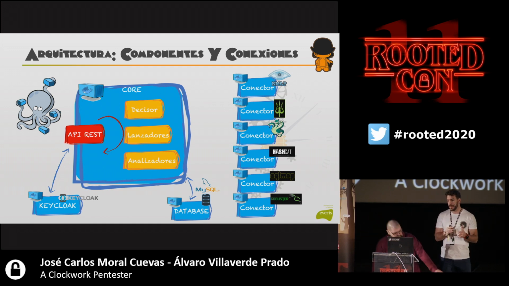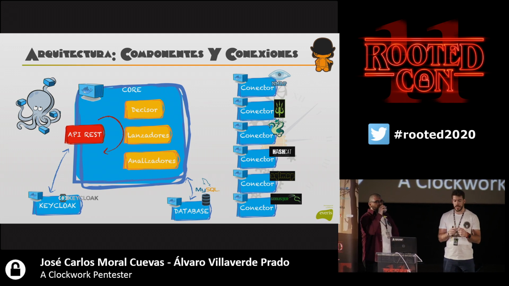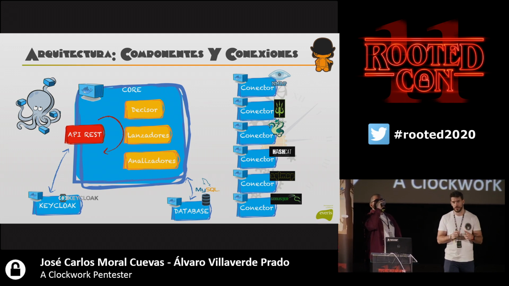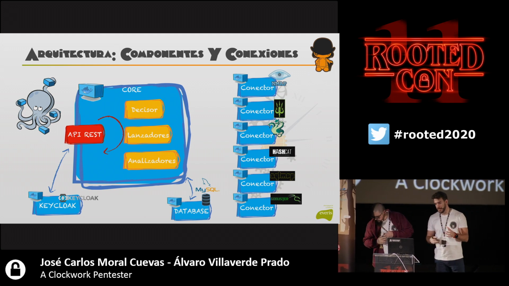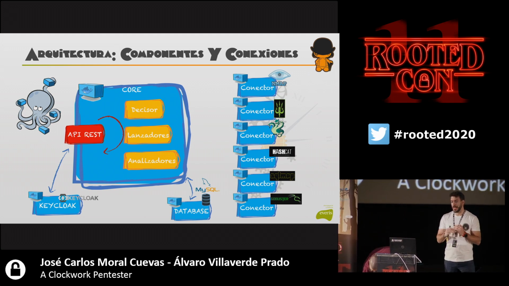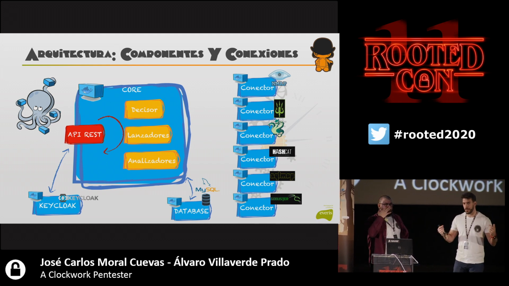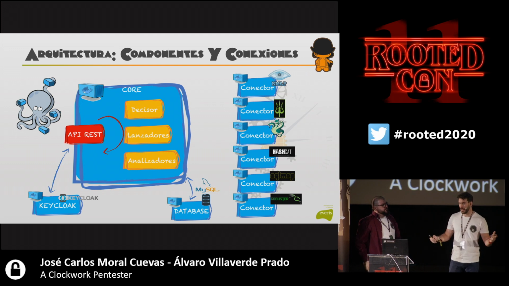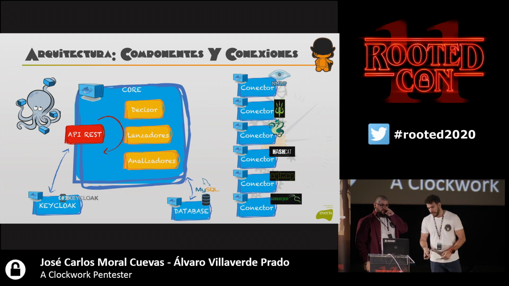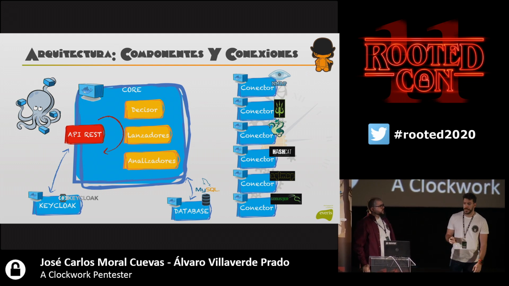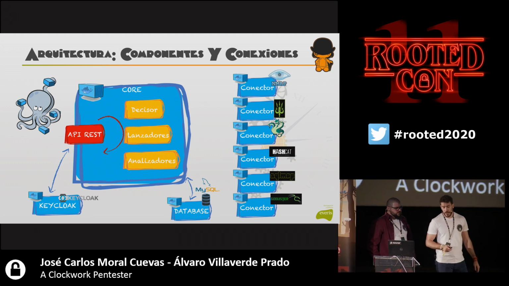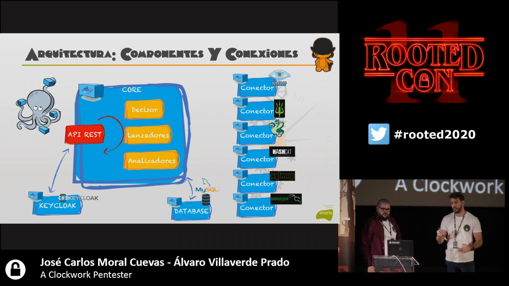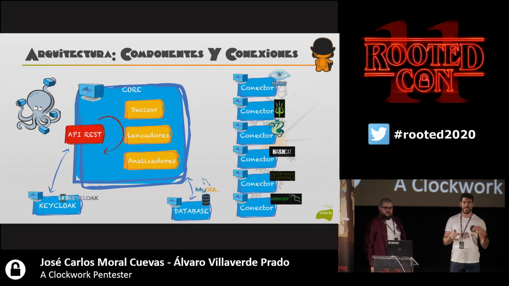The connectors are kind of wrappers that we find in embedded tools, and they help us launch scans from our tools. Connectors are independent from each other. Our core sends the request to the connectors. They are launched, they get information from the network or the assets in our network, and then that is returned to the core. In the core, we have a decider, launchers, and analyzers. They take care of all those tasks.